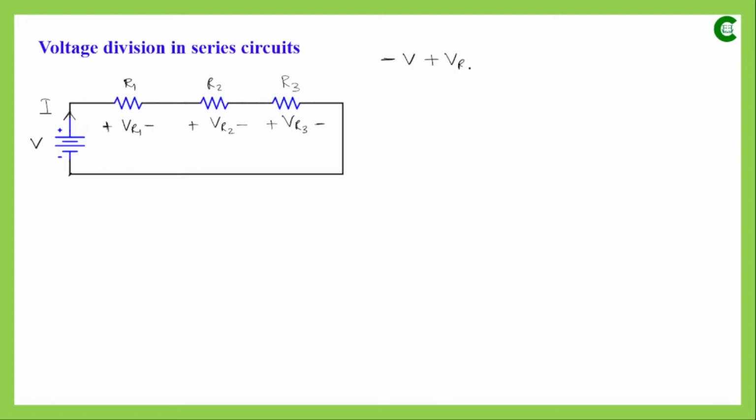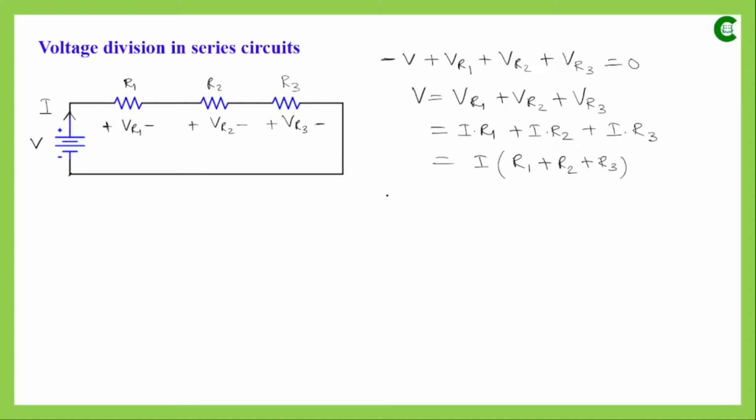So the algebraic sum will be written like this: minus V plus VR1 plus VR2 plus VR3, and as per the law, that will be equal to 0. Now if we want to find out the main current which is supplied by this voltage source, we can easily find it out.